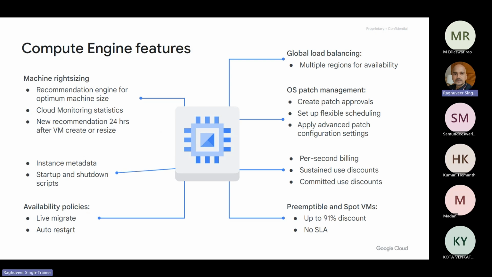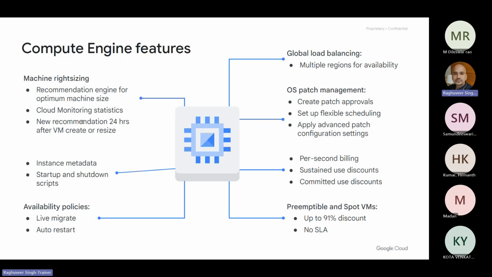OK, let's move on. So on this slide, you basically see the features of Compute Engine. All right, let's talk about it. So when it comes to Compute Engine features, you get machine right sizing, which means as part of the Compute Engine service, you also get right sizing recommendations. Based on the utilization of a machine, Google provides you recommendations whether you should upgrade the virtual machine or downsize the virtual machine, whether it is under provisioned and overutilized or over provisioned and underutilized.